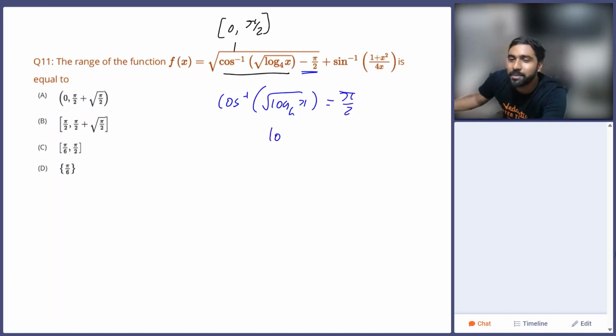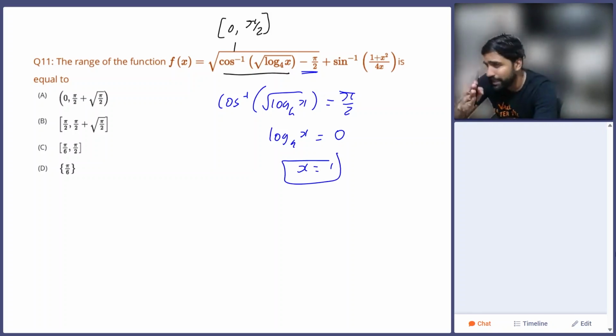This is the only acceptable value that you have, which means log x to the base 4 has to be 0, which means x has to be equal to 1. Because for any other value, you will get something less than pi by 2. A value less than pi by 2, minus pi by 2, gives you the root of a negative value. That's not allowed.